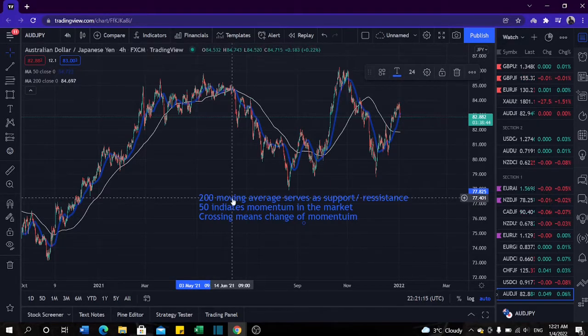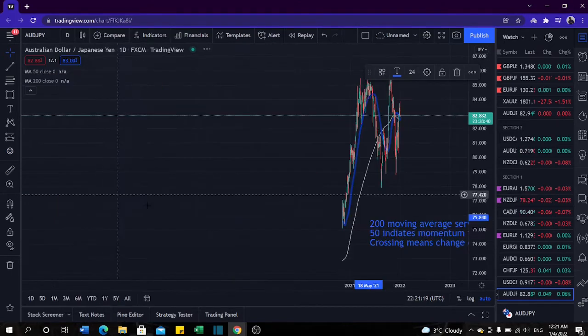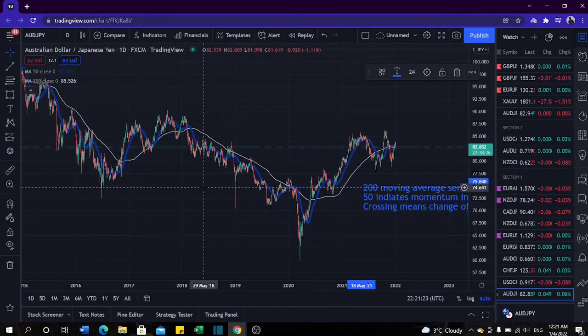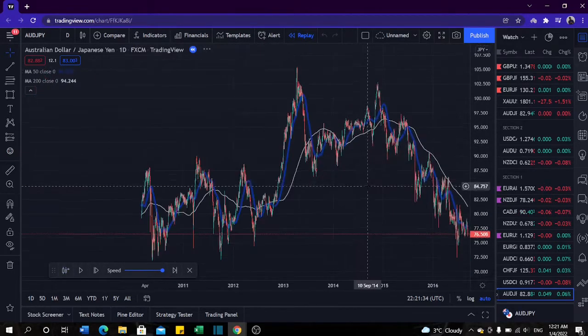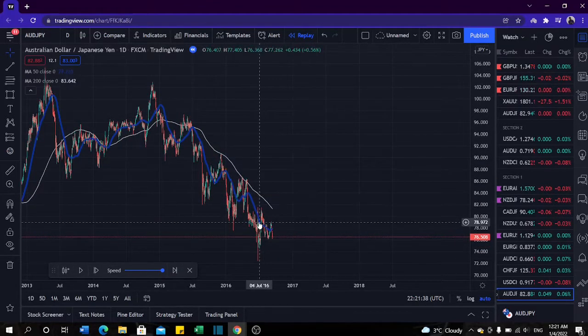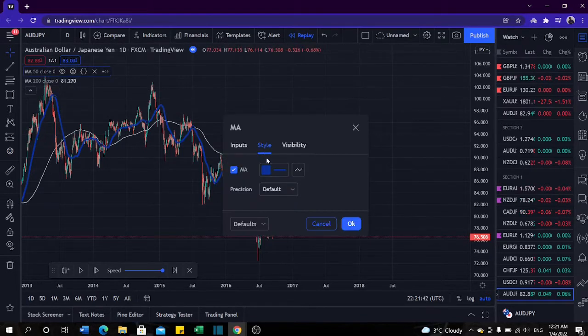So let's get this here. Let's place it around here. So let's use the daily time frame first. I'm going to play a replay from this point of view, so I can show you how you can use it in real time. Let me change the settings of the 50 moving average to make it a bit smaller.